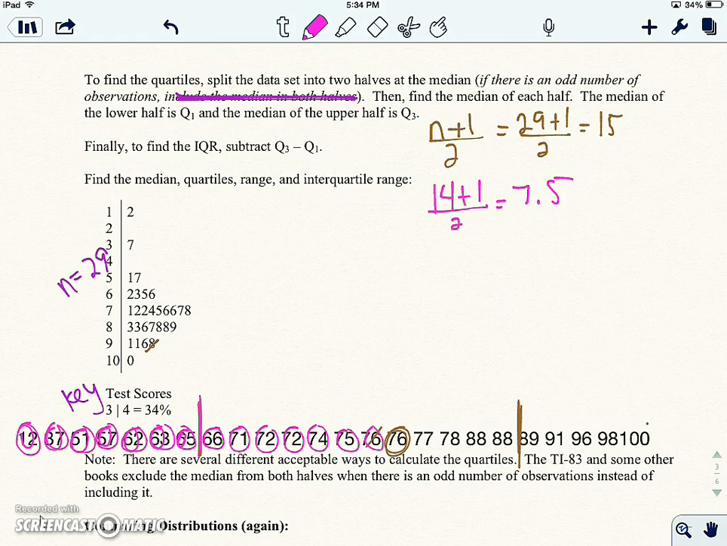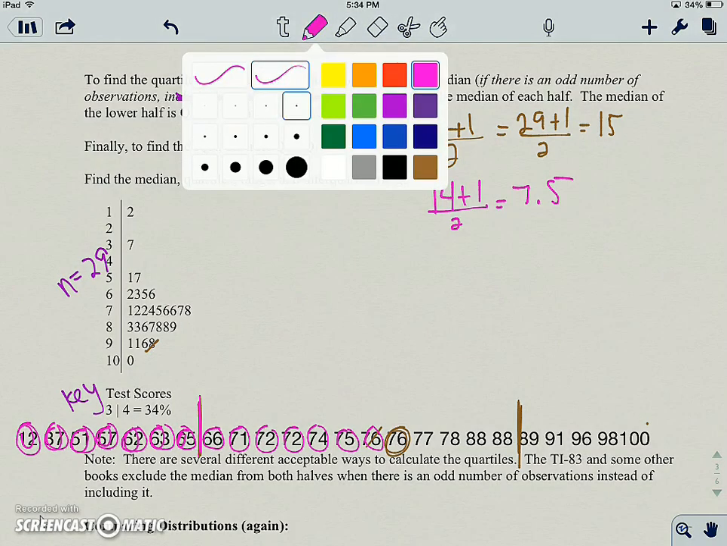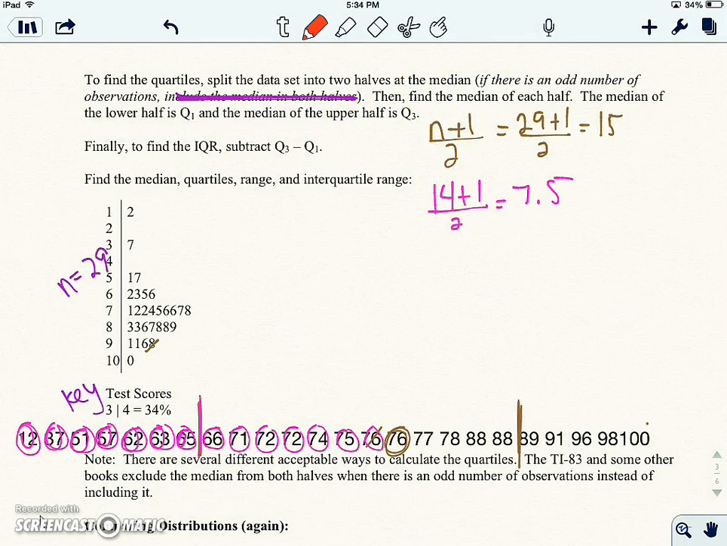Again, our notes say that we would put a 76 here and a 76 here and include it. We are not going to do that at all this year. Okay, so it's just like this. So the bottom quartile then is going to be between 65 and 66, or 65.5. And the upper quartile, if you were to do it again, is going to be between, and I didn't mark it at the right spot.